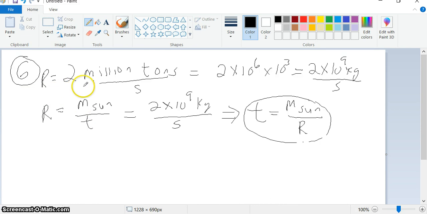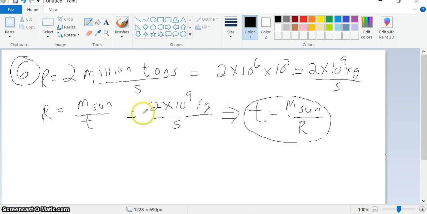So the rate is 2 million tons per second, and 1 ton is 1,000 kilograms. A million is times 10 to the 6th, so 2 times 10 to the 6th, and then a ton is 1,000 kilograms, so times 10 to the 3rd. You can just do this in your calculator, but you don't really have to, because if you have the same base and you're multiplying, 10 to the 6th times 10 to the 3rd, you just add the exponents. So it becomes 2 times 10 to the 9th kilograms per second.